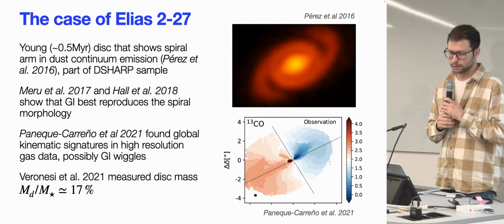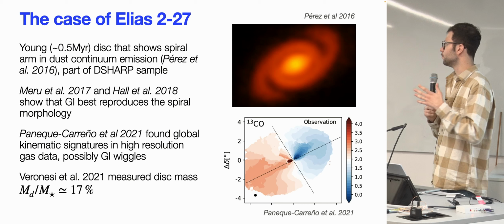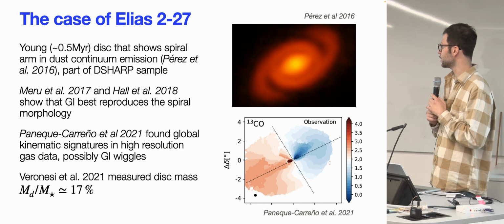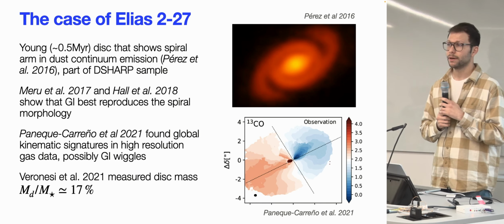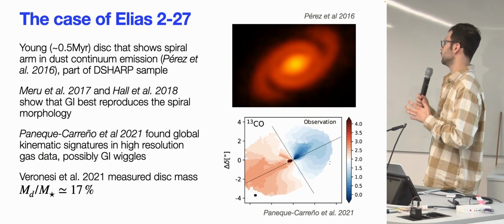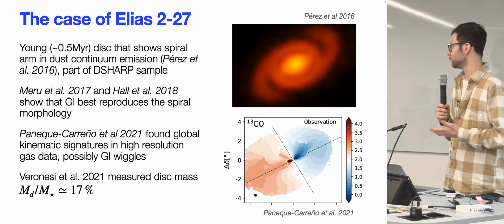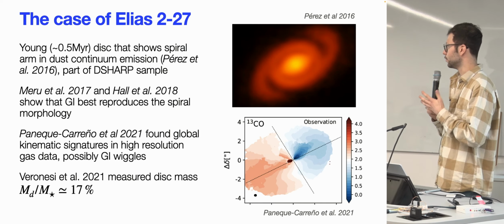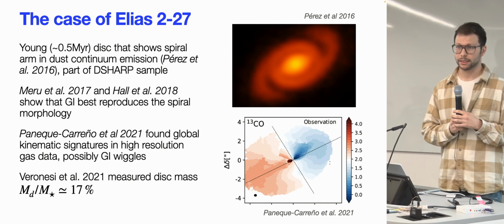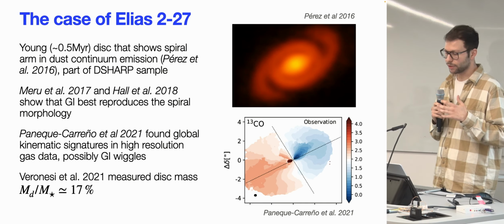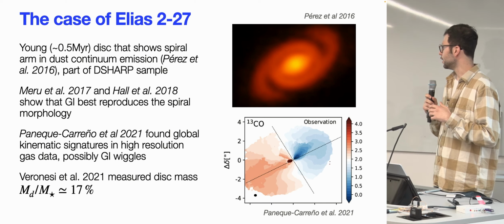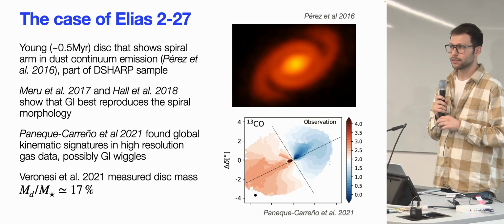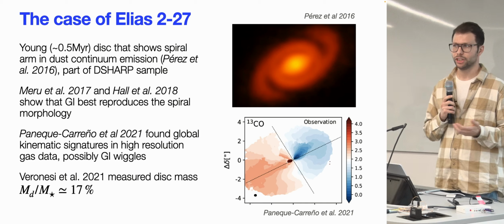Between 2017 and 2018, a couple of works showed with hydrodynamical simulations that the morphology of these disks can be reproduced by gravitational instability, while it is not possible to reproduce the same morphology with an embedded protoplanet. And in 2021, Teresa Paneque Carreño presented new kinematic data of these disks and found global kinematic signatures in the velocity field that are co-located with the spirals, suggesting the possibility that they are GI wiggles.